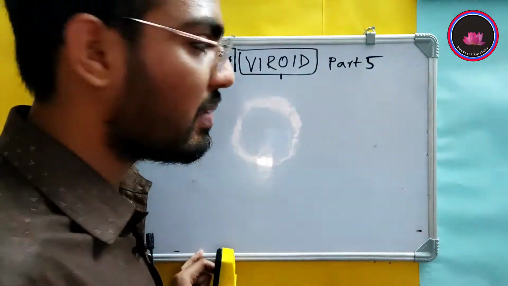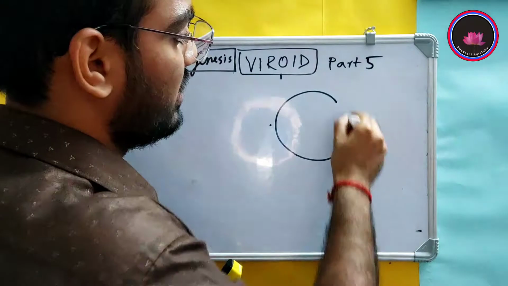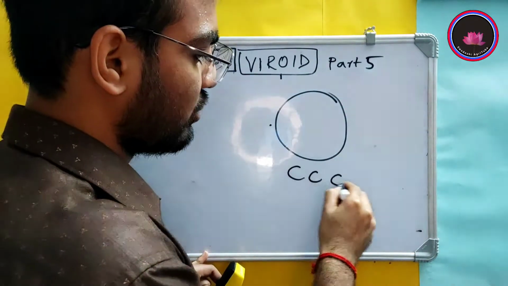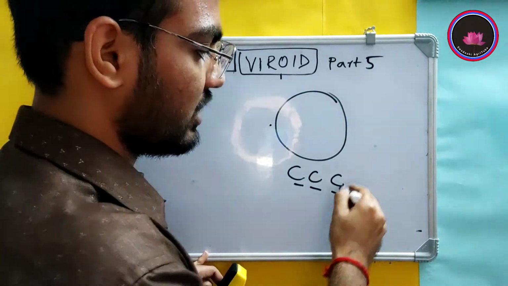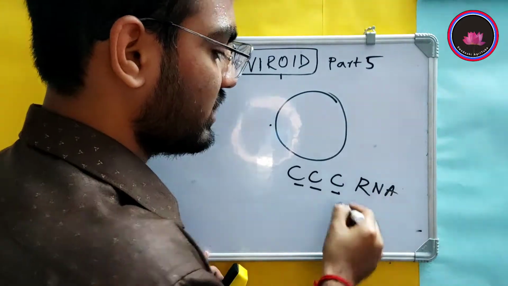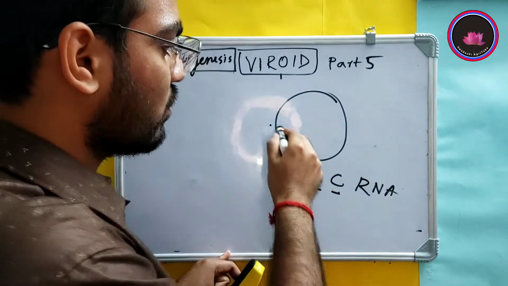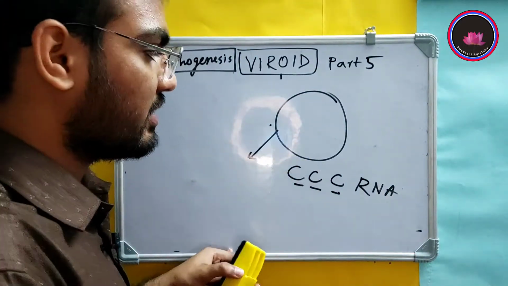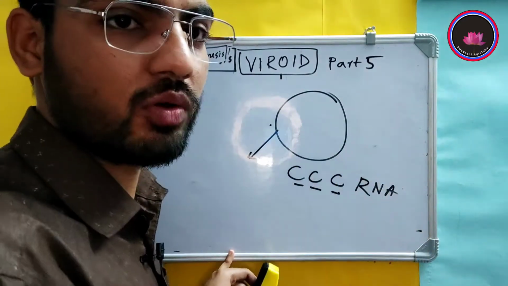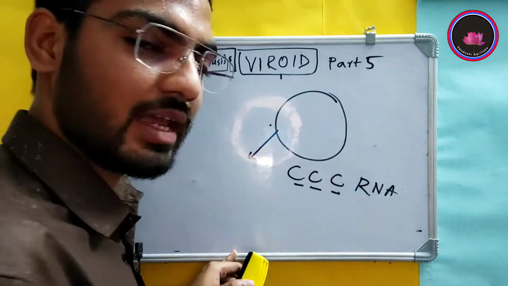So in this video we'll discuss viroid pathogenesis. Remember, I have told that a viroid has a single-stranded, covalently closed circular RNA which is non-coding in nature. That means they don't show translation; they don't code for any protein. So how will they harm a host?